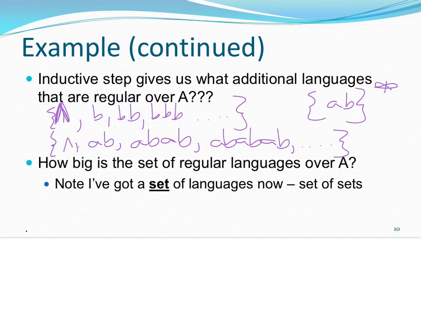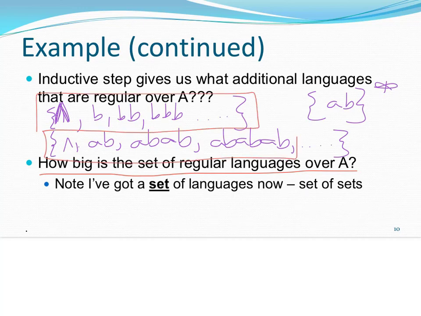So here I ask you a question. How big is the set of regular languages over A? And keep in mind, each language is a set, right? So here is one language, and that is a set. Here's another language, and that's a set. Here's another language that's a set, right? And I'm asking you, how many of these are there? How many languages are there that are regular languages over the alphabet A, right?